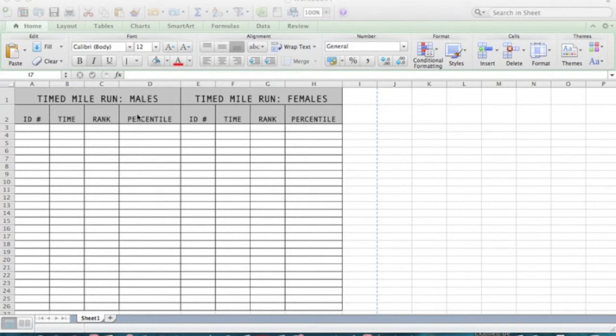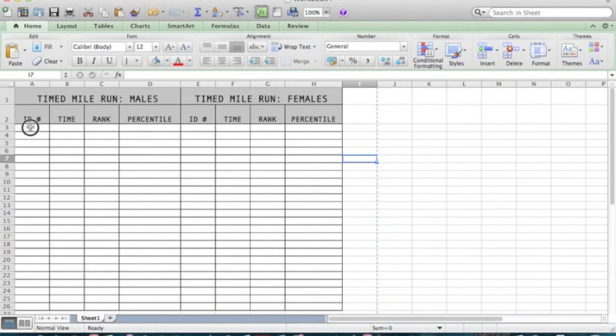So this is the worksheet that we're going to be working with here. As you can see, left side is males, right side is for females. And what the students are going to do is plug in your ID numbers here. And as you do that, you're just going to hit tab, go on to the next one, put your time. I'll determine the rank and the percentile. And so basically, you're just going to log in to Edmodo. You will have access to these worksheets. So you're just going to put your ID and your time.